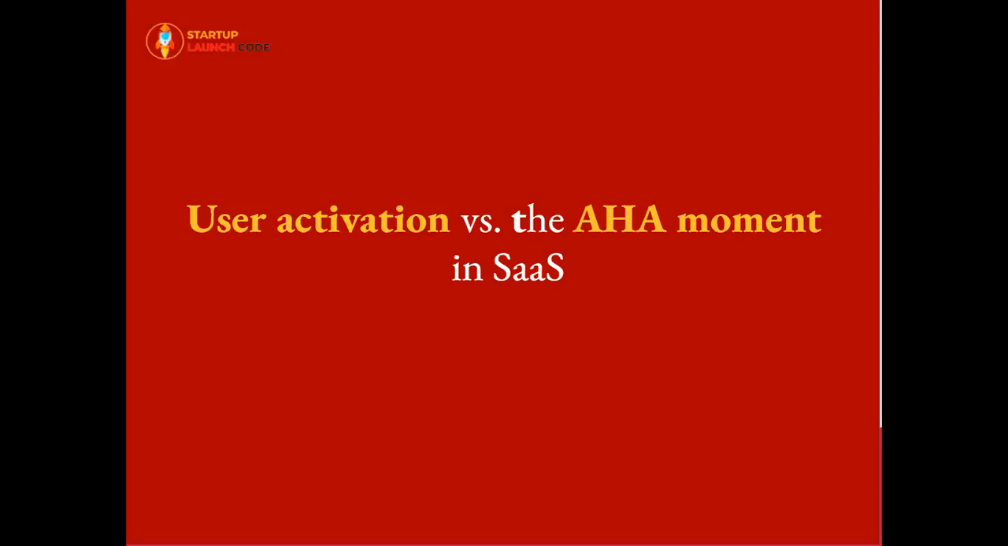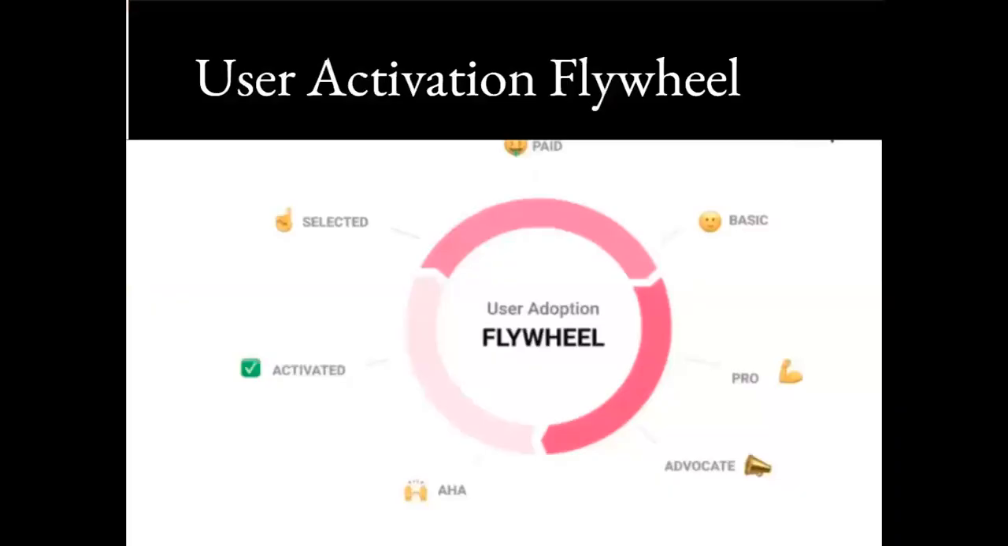Now, since we know what activation is and how to define it, what is the difference between user activation and the aha moment? Before I give you the difference, I want you to take a good look at this user activation wheel. There are about 7 steps in this wheel. I want you to focus our attention on the aha moment and the activation moment. You can see these are 2 different stages in the user activation flywheel. That is where the difference is.